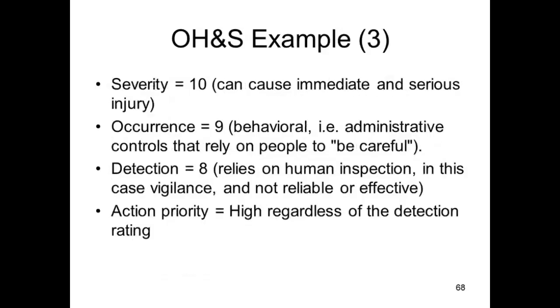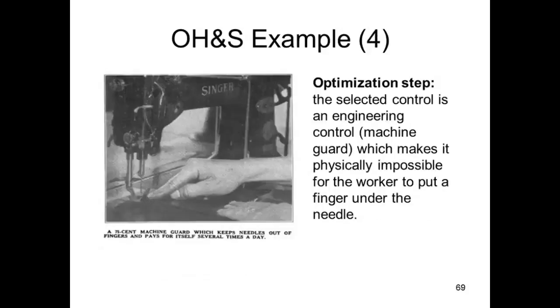Risk analysis: severity is 10, can cause immediate and serious injury. Occurrence is 9 because we have an administrative control that tells people to be careful. Detection 8, relies on vigilance. So the action priority is high regardless of the detection rating. Optimization step.